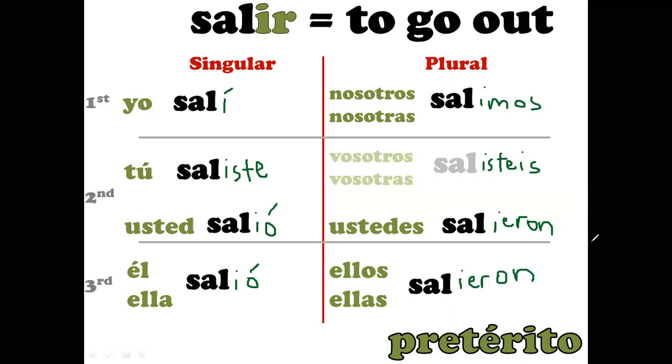So which form's different between the ER and the IR? None of them. They're exactly the same. Salí, saliste, salió, salimos, salieron. If I wanted to say we went out, I would say nosotros salimos, or nosotras if it were a female speaking about a group of females. That is the same with the IR. So only by context would you know that meant we went out and not we go out.